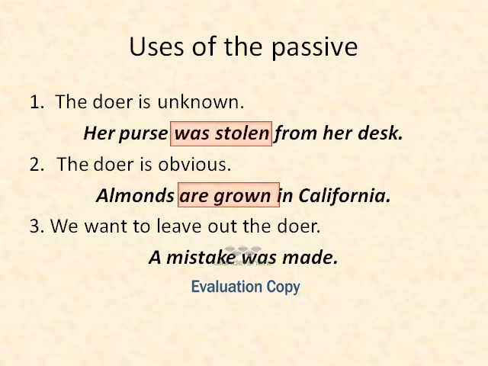Or sometimes we want to leave out the doer. We don't want to mention the doer. A mistake was made. We're focusing on the problem or the mistake and not who made that problem. Our verb was made, simple past of be plus the past participle. All three of those, was stolen, are grown, was made, are examples of the passive. They have a form of be plus the past participle.